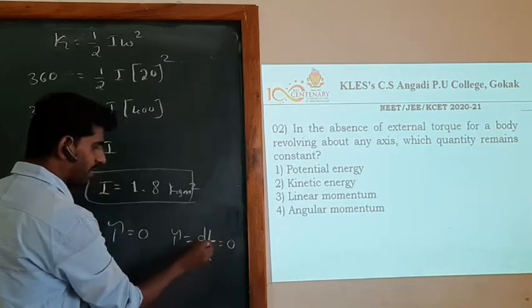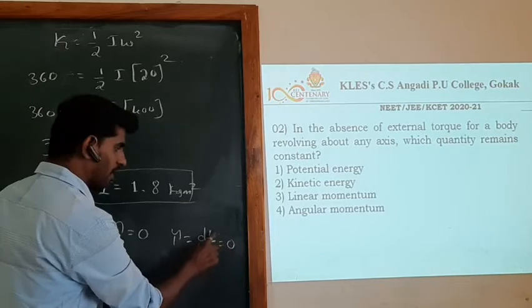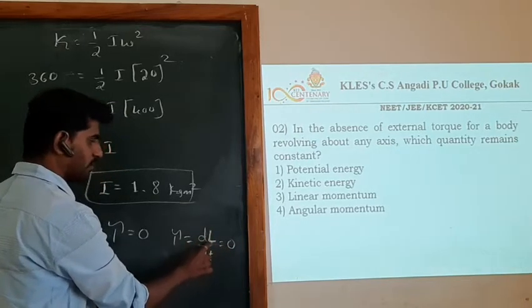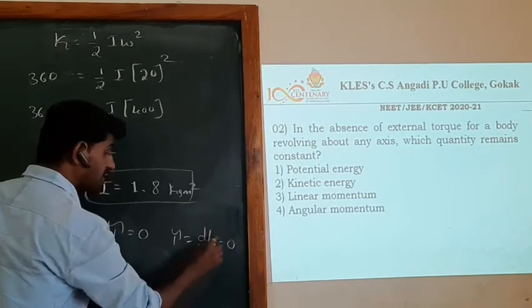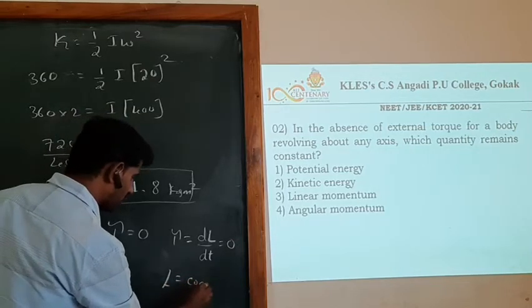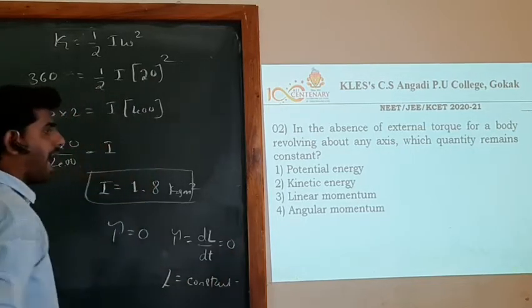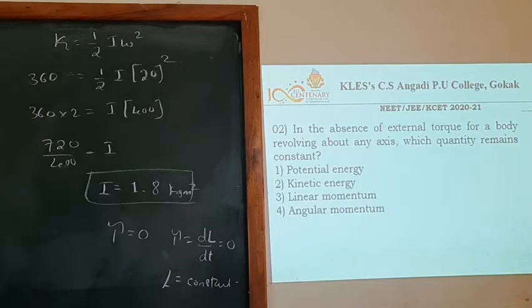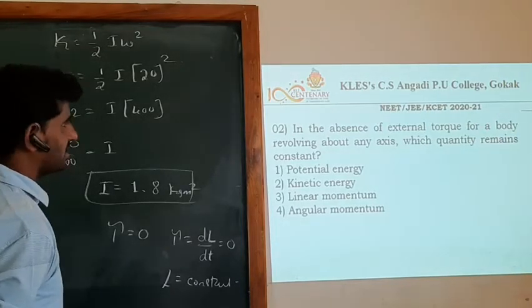So tau is the differentiation of angular momentum. L is the angular momentum, and the differential of angular momentum is 0, which means the term being differentiated is constant. So L is equal to constant. What's L here? Angular momentum. So the fourth option, angular momentum, is correct.